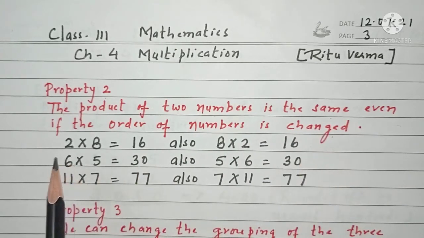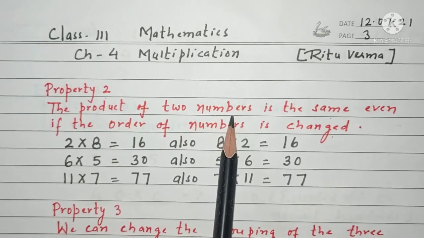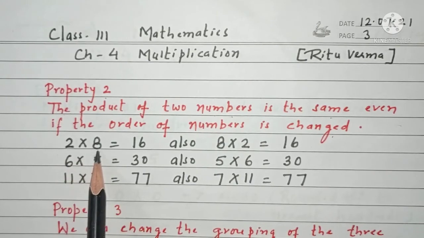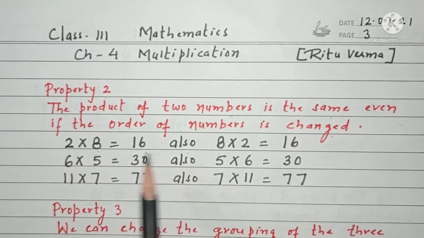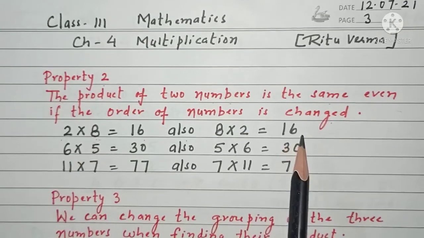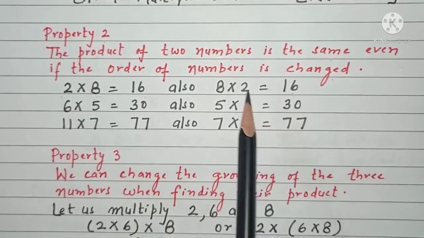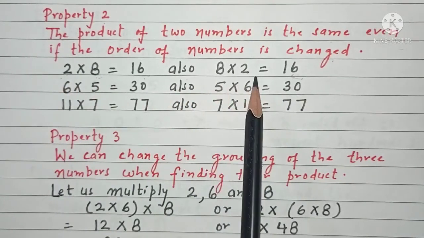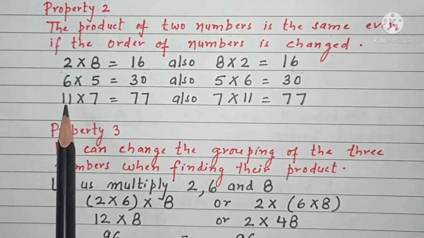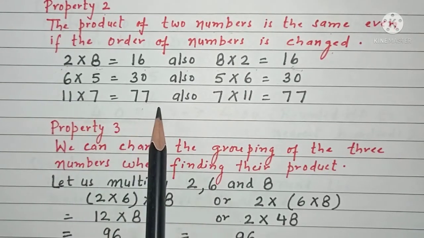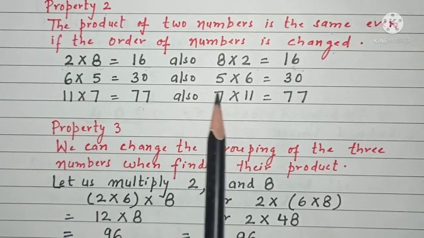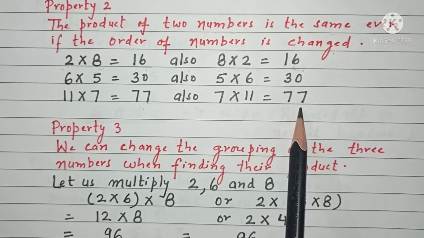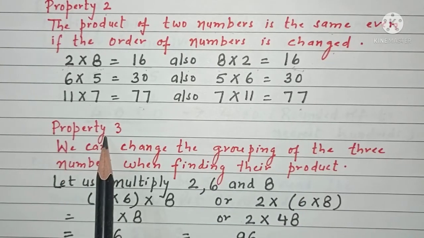Children, as per this property, the product of two numbers, for example, the two numbers are 2 and 8. 2 into 8 is 16. Also, when 8 is multiplied by 2, the answer is the same, that is 16. So, the product of two numbers is the same even if the order of the numbers is changed. For example, 11 into 7 is 77, and if the order of the numbers is reversed, that is 7 into 11, it is also 77.